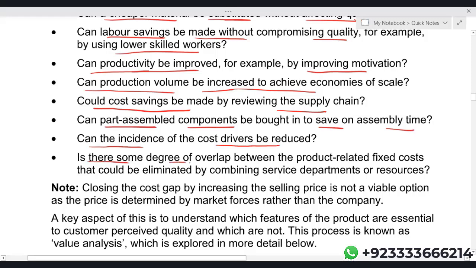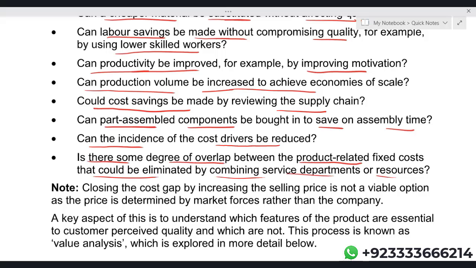Is there some degree of overlap between the product-related fixed costs that could be eliminated by combining service department resources? If there is any duplication of cost, if the same cost is incurred in two departments, let's say the production as well as the service, then it is possible to eliminate that cost. Why are we discussing all these things? We are discussing the strategies through which we can reduce the cost gap.